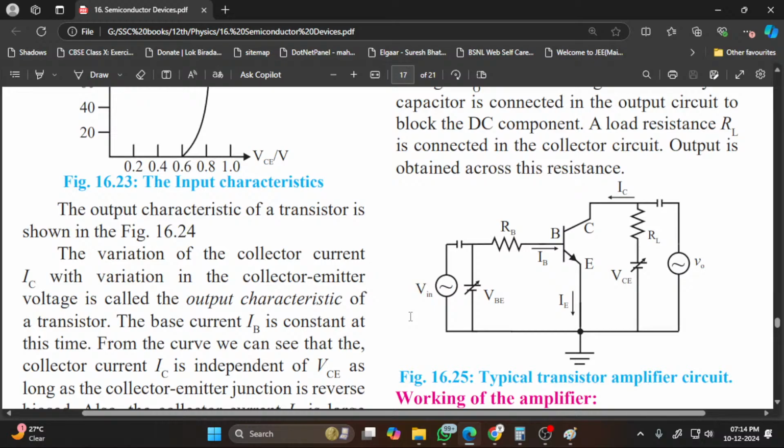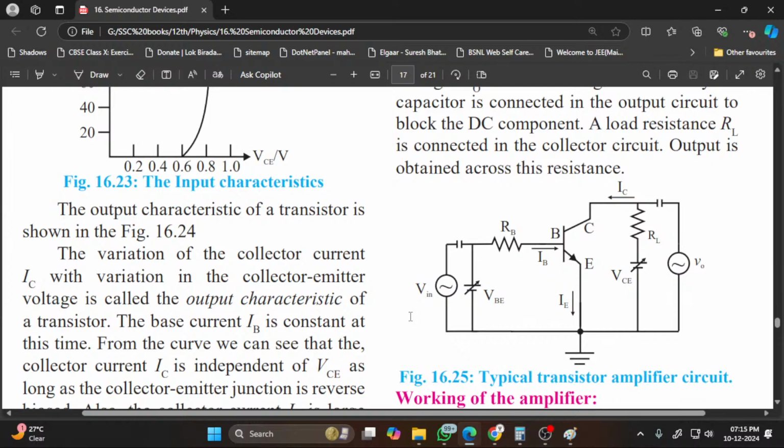Again you can see it is same circuit. A typical transistor amplifier is a circuit in the common emitter configuration. You apply the input voltage between base and emitter. It's a common emitter circuit, so emitter is common to input and output. So input voltage is applied between the base and emitter.